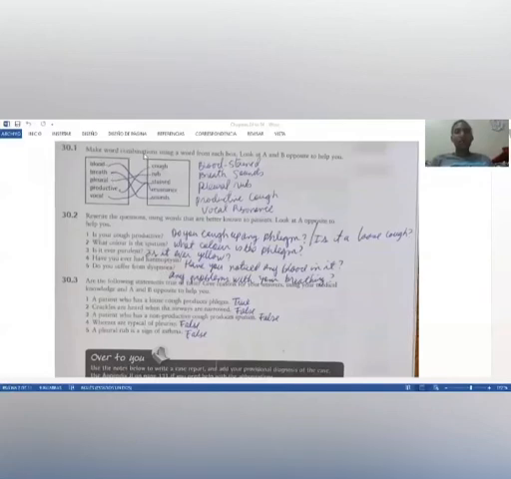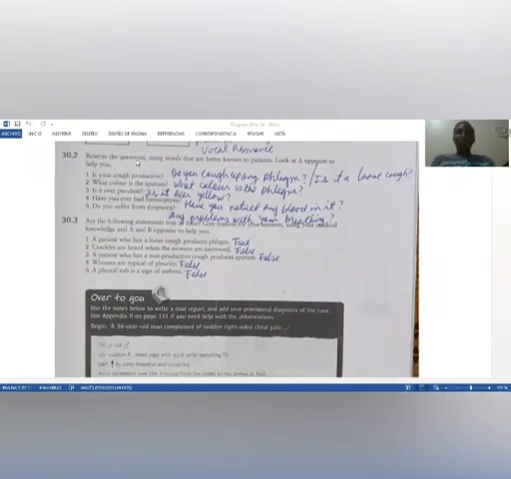Make word combinations using a word from each box. Look at A and B opposite to help you. Blood stain, breath sounds, pleural rub, productive cough, vocal resonance. Write the questions using words that are better known to patients. Look at A opposite to help you.